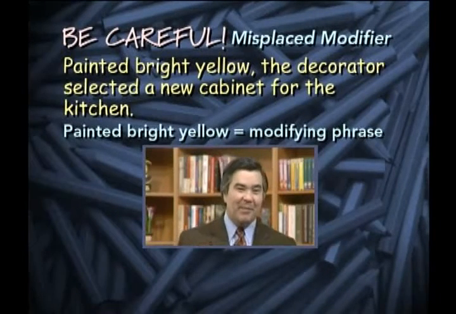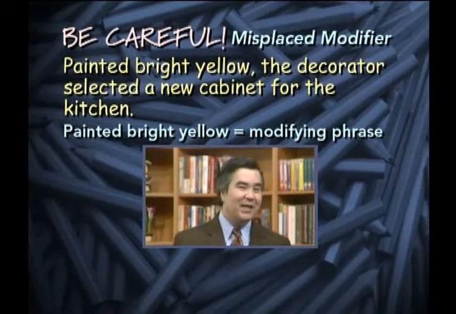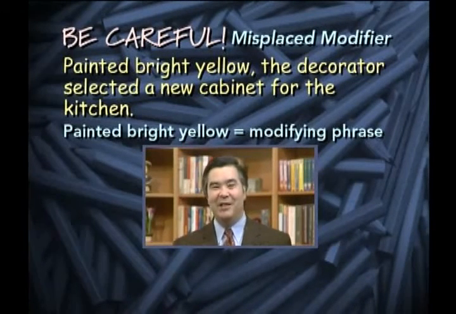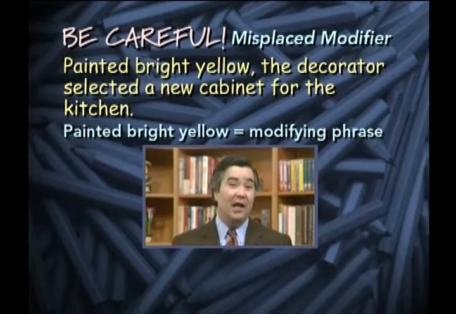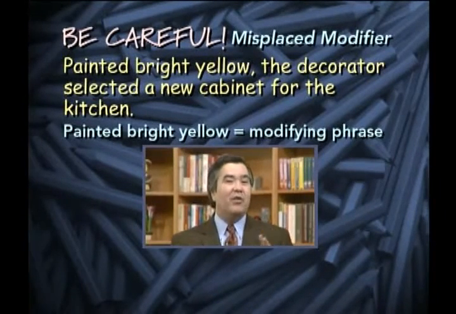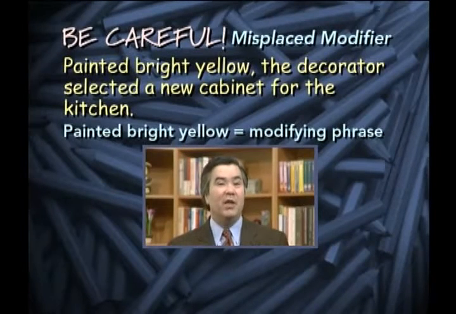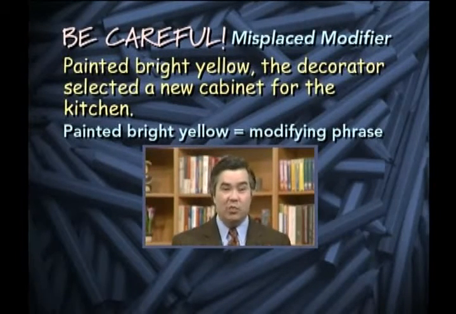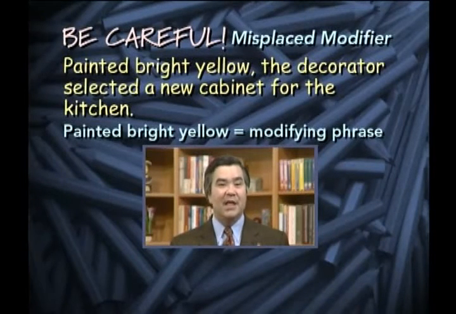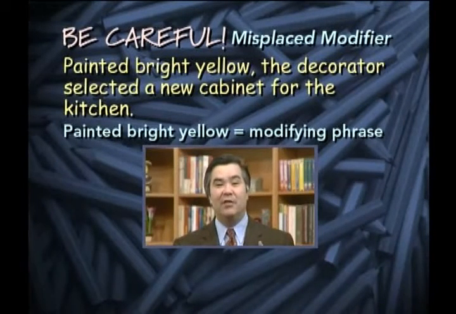If you stop and think about it for a moment, it almost sounds as though the sentence is saying that the decorator was painted bright yellow. Of course, that's not the idea. A person would never be painted bright yellow. And so, after a few seconds of confusion, the reader immediately figures out what is really going on. The thing that's really painted bright yellow, of course, is the new cabinet that has been selected for the kitchen by the decorator.